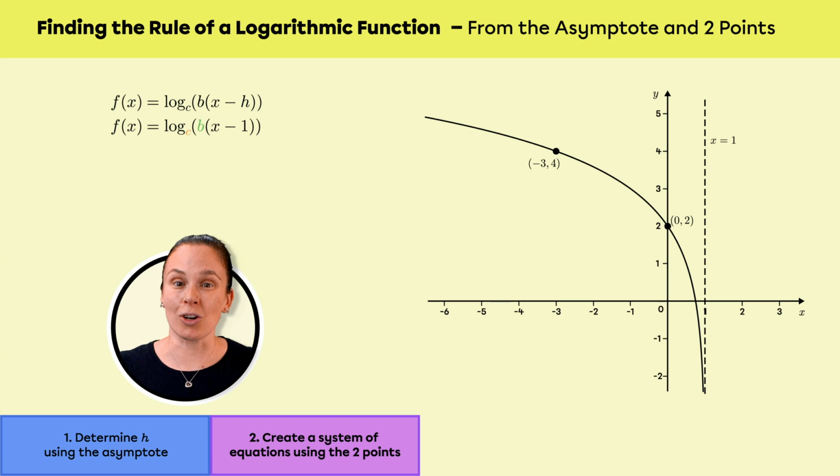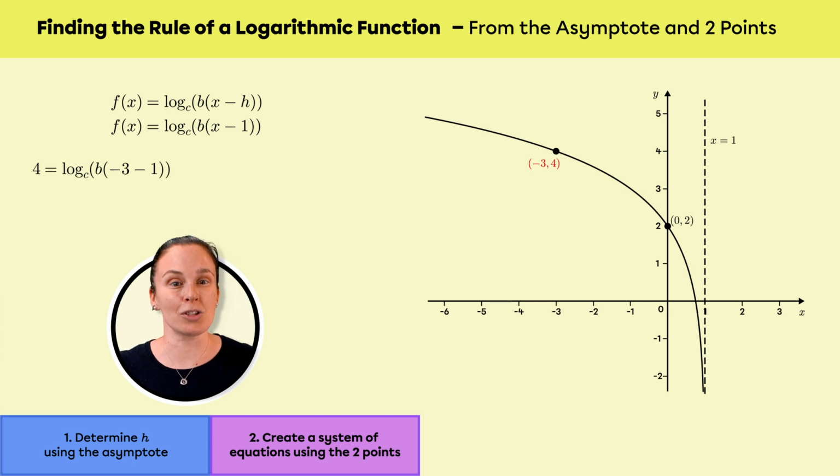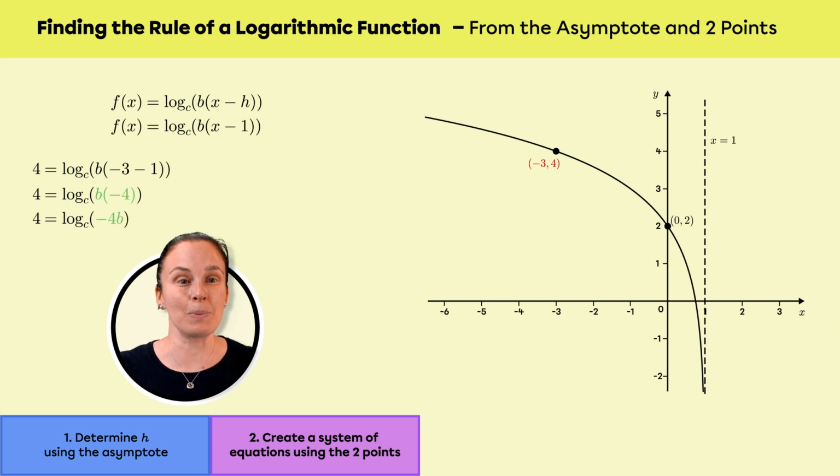As mentioned earlier, we will have to create two equations to later solve. Use the points that are given. Start by creating an equation with the point (-3, 4): 4 = log base c of b times (-3 - 1). This equation can be reduced starting with the brackets. -3 - 1 is -4. b times -4 is -4b.